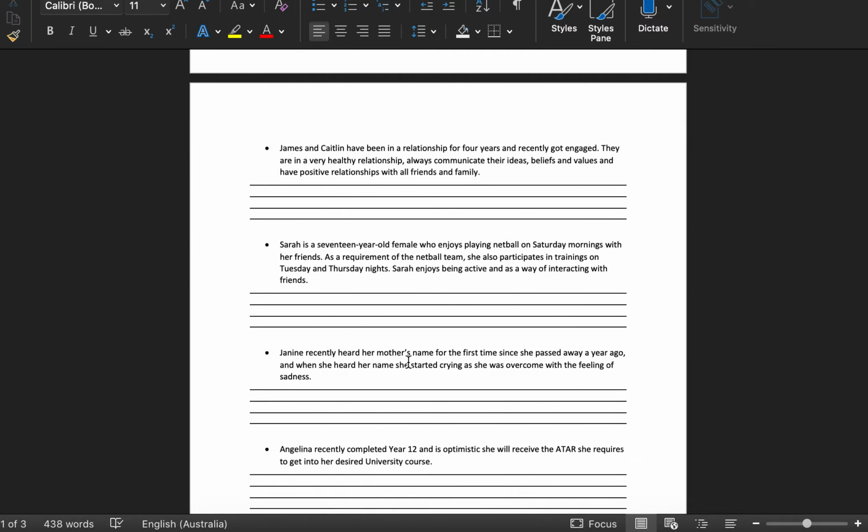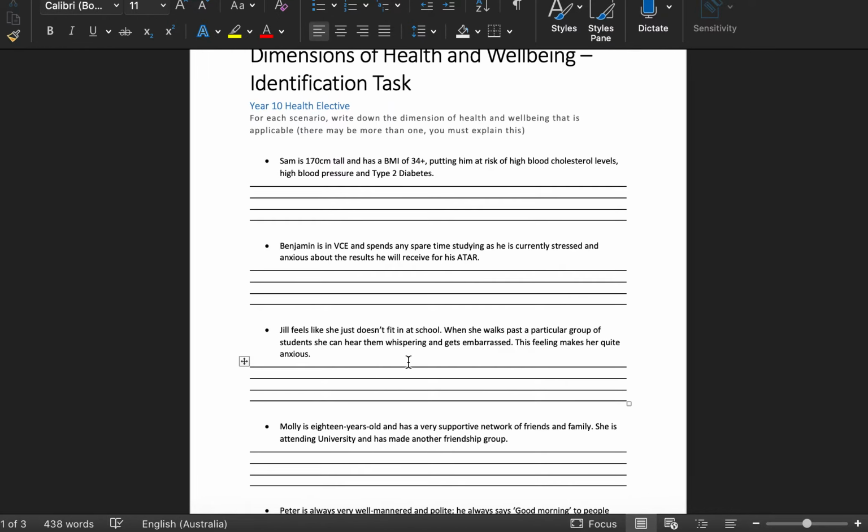It might have a lot of things, but you only need to write down the dimension of health and well-being that's applicable. And if there are more than one, then you would explain why there's more than one, just with one simple sentence. So the first one, Sam is 170 centimeters tall. He has a BMI, you might need to Google that one, a body mass index, which is showing the distribution of weight, fat, and muscle around his body, of 34 plus, putting him at risk of high blood cholesterol levels, high blood pressure, and type 2 diabetes.